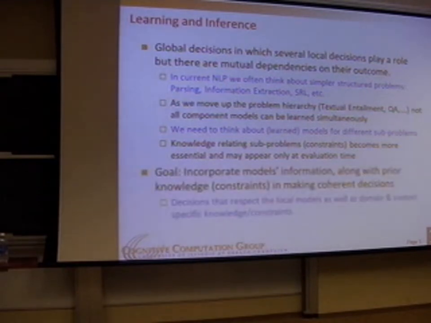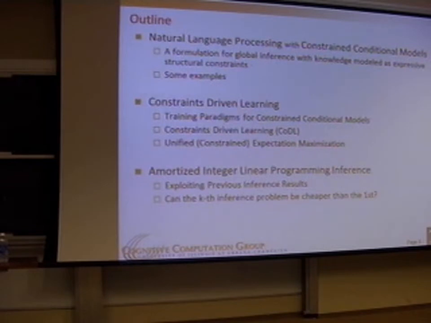So our goal is really to incorporate model information along with prior knowledge in making coherent decisions. So I want to make decisions that on one hand respect the local models, the interpretation that you had before, and at the same time respect domain and context sensitive knowledge and constraints. So that's the goal.